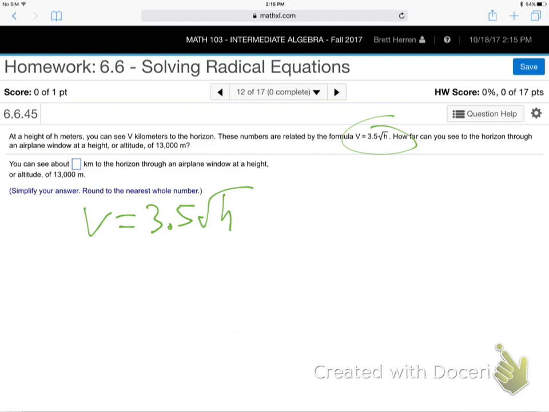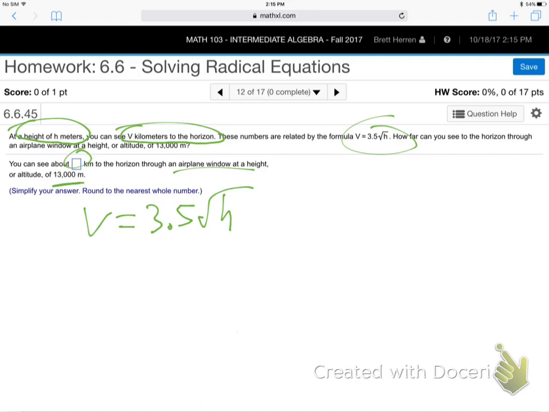So h is your height, in meters. V is kilometers to the horizon, how far you can view. V for view. h is how high you are, and V is how far you can view in kilometers. So these will be way easier. They're saying you can see about how many kilometers out an airplane window at an altitude of 13,000 meters. So the question is, plug the 13,000 in.